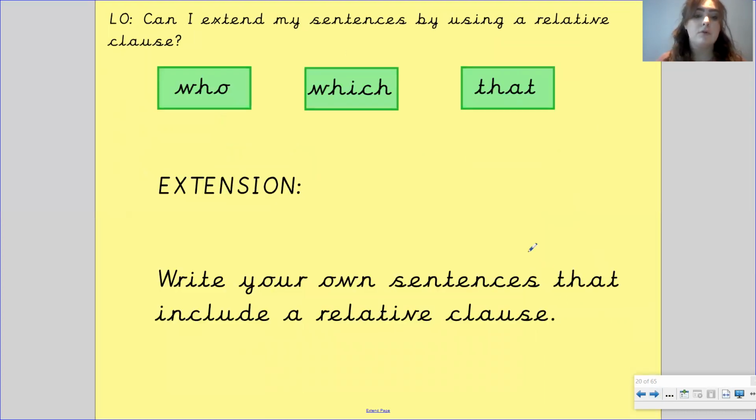Okay, and if you want to push yourself even further, I have an extension for you. And what I would like for you to do is write your own sentences that include a relative clause. If you could write at least one sentence for each who, which, and that, I would be very, very impressed. So please, could you try and do that if you are wanting to push yourself further?